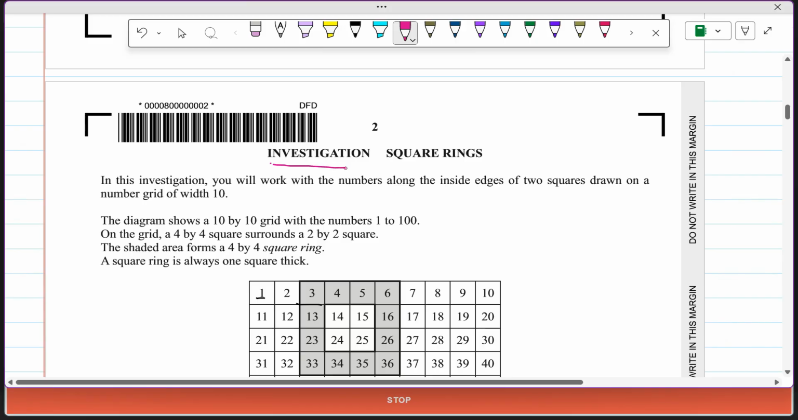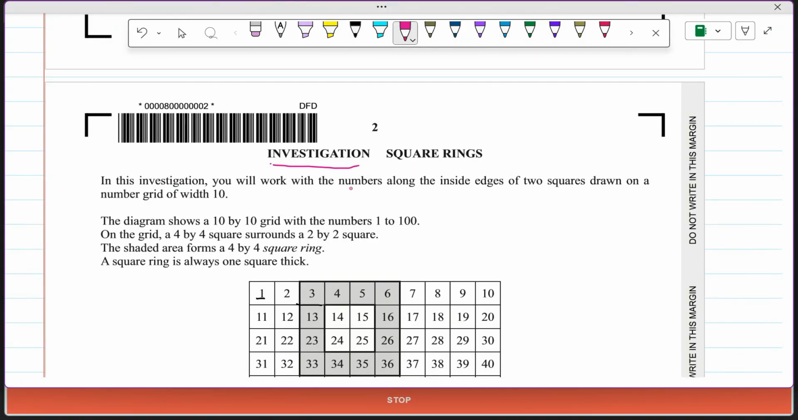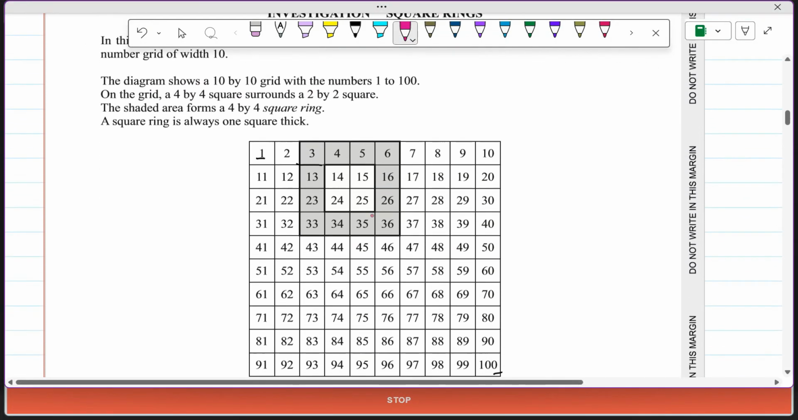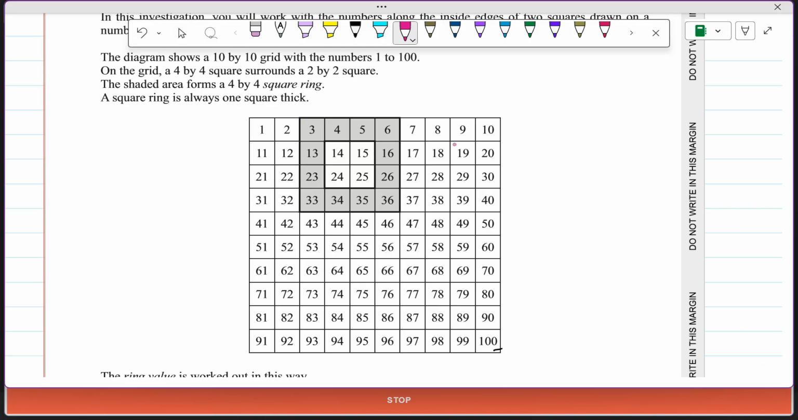This is the investigation section for the square rings. In this investigation, you will work with the numbers along the inside edges of two squares drawn on a number grid of width 10. The diagram shows a 10 by 10 grid with the numbers 1 to 100. On the grid is a 4 by 4 square surrounding a 2 by 2 square.